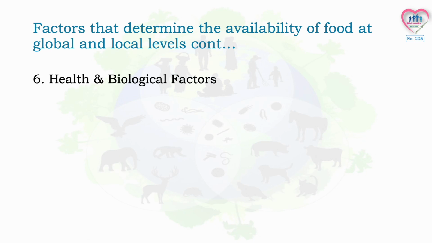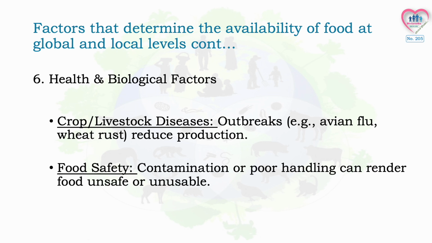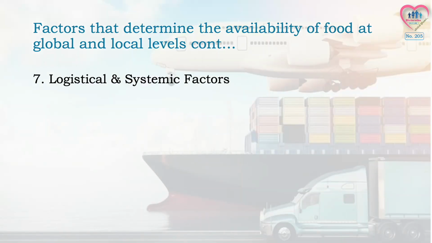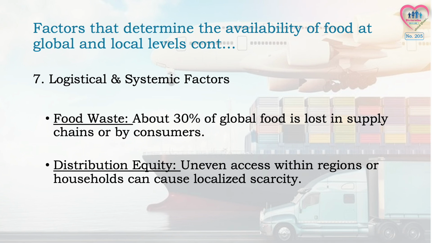Sixth, health and biological factors. They consist of crop or livestock diseases. Outbreaks such as avian flu and wheat rust reduce food production. Food safety, contamination or poor handling can render food unsafe or unusable. Seventh, logistical and systemic factors. They include food waste. About 30% of global food is lost in supply chains or by consumers. Distribution equity. Uneven access within regions or households can cause localized scarcity.